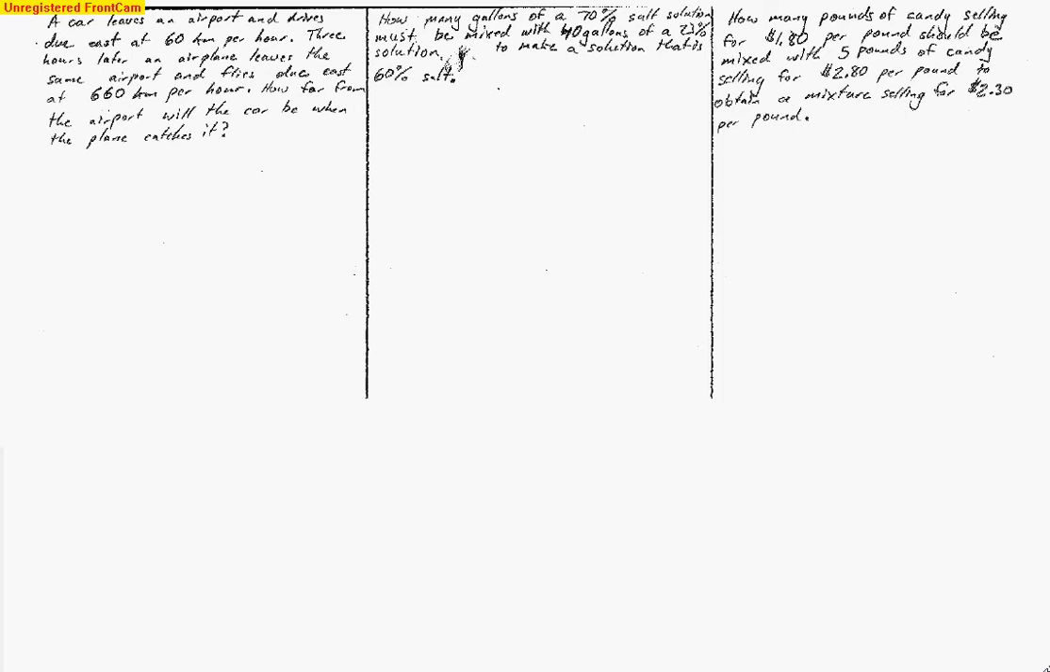The last three problems on this study guide for Algebra B Test 3 Quarter 3 are word problems, and they're distance, rate, and time problems, and then a couple mixture problems as well. So let's take a look at the first one here.